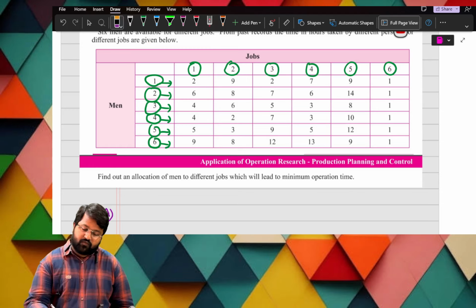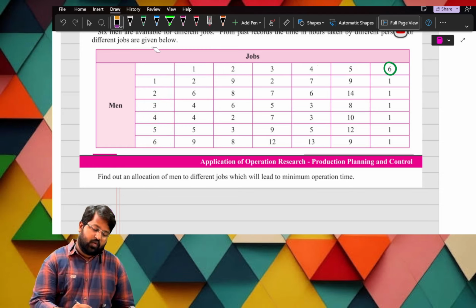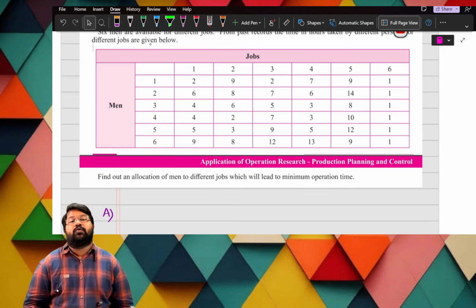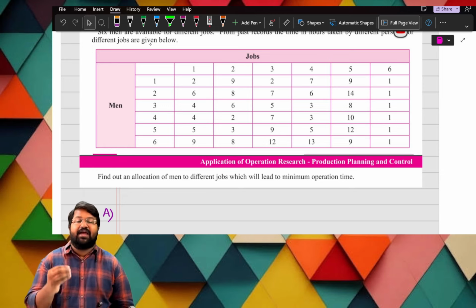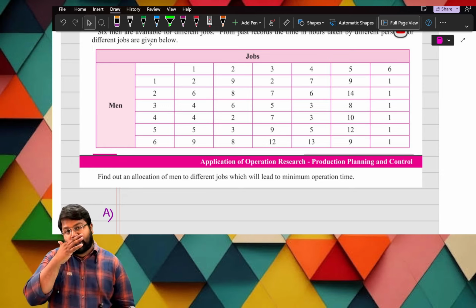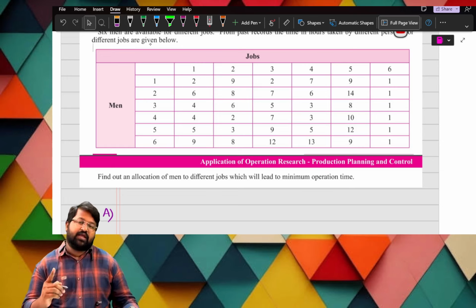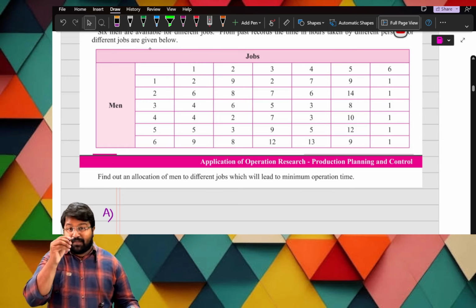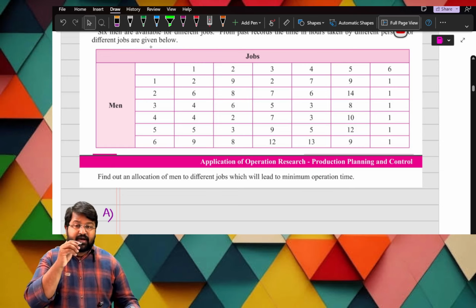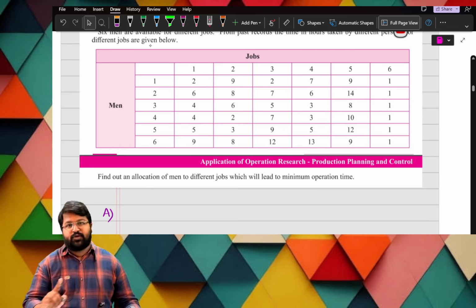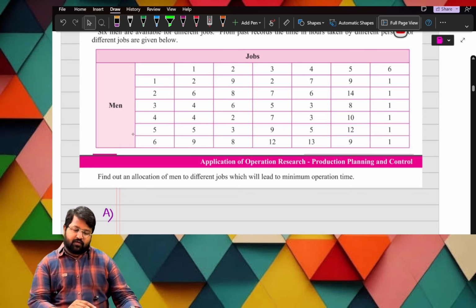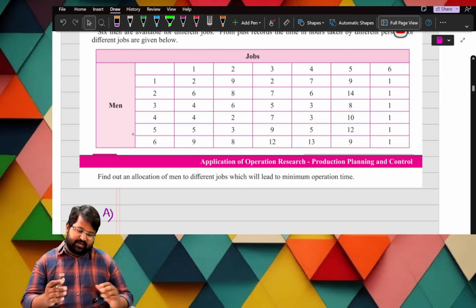One more important thing: you need to use a pencil while solving, because if there is some mistake, the entire problem will go wrong. While writing the matrix you can use a pen, but while marking the least numbers you can use a pencil. There is no issue. So I write the matrix as it is again.